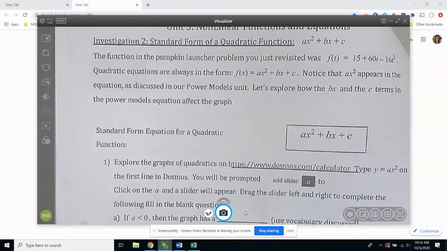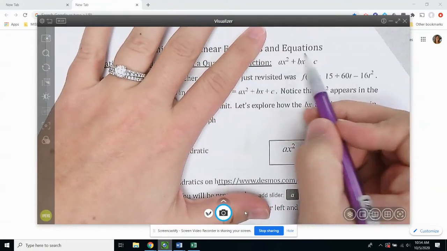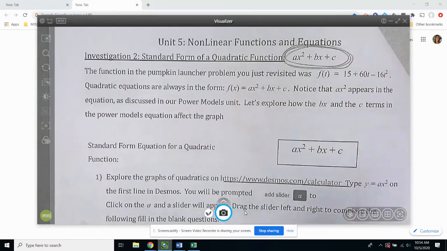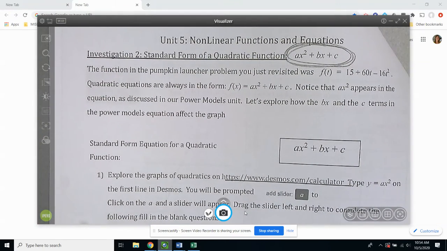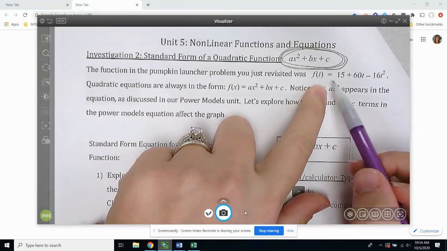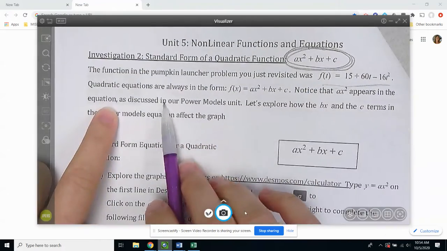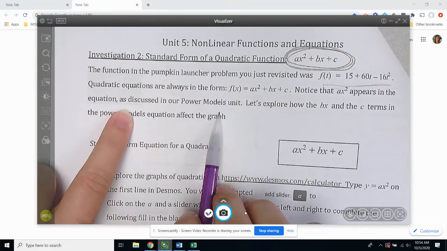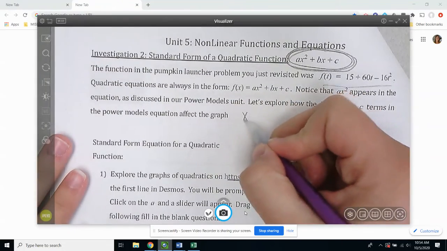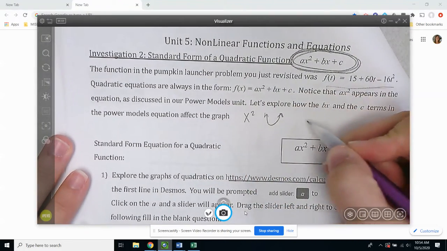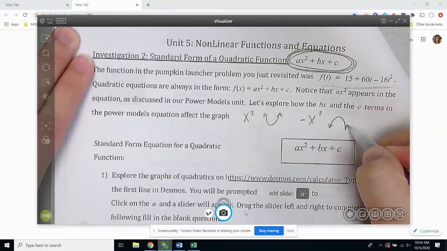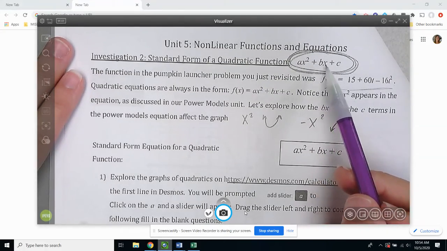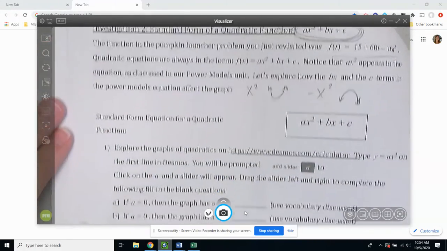All right, this one says standard form of a quadratic function is this. And we actually just wrote that on our vocab sheet the other day. So the function in the pumpkin launcher problem you just revisited was f of t equals this. Quadratic equations are always in this form. Notice that ax squared appears in the equation as discussed in our power model units. So power model units was when if you had x squared, you had a parabola like this. If you had negative x squared, you had a parabola that looks like this. So we are going to look at how this a, this b, and this c affect your graph.